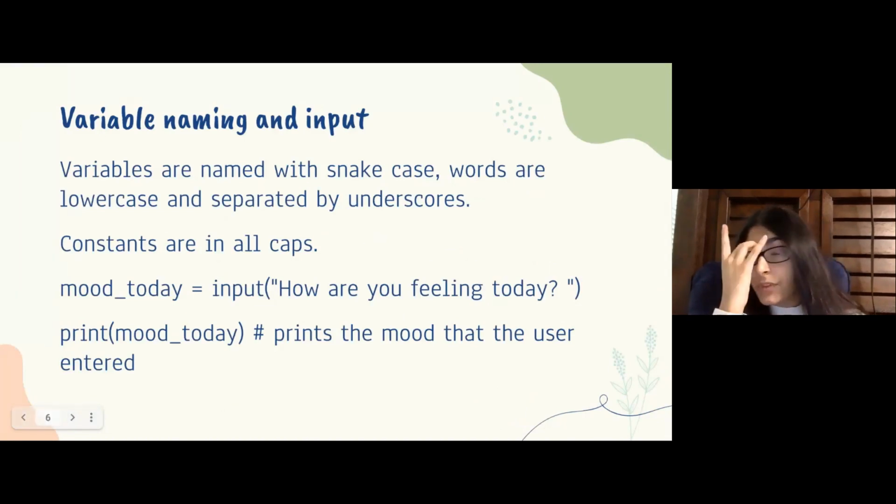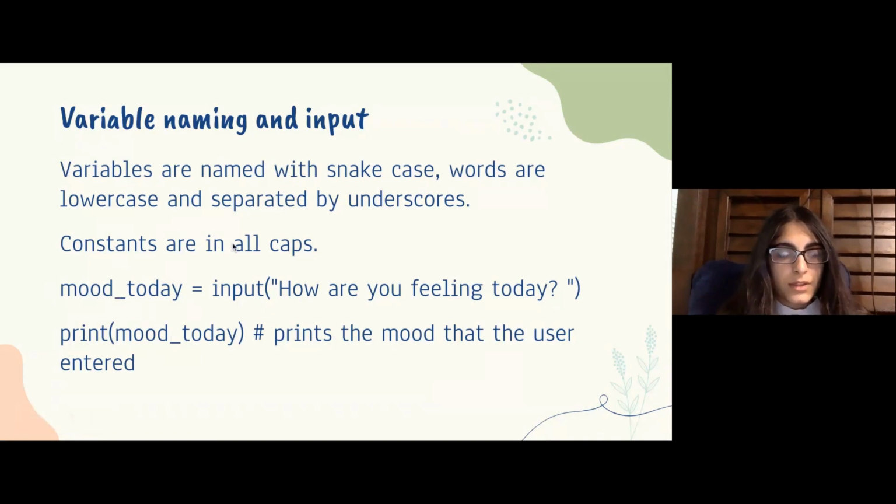Now for variable naming and input. So variables are named in Python with snake case. That means that they're all lowercase and the words are separated by underscores. For example, we have this word mood today. It's all lowercase. The 2 words are separated by underscore. Constants I didn't give an example of, but there are some values in Python that maybe you want to keep constant, you don't want to change them. And to signify that, we put the word in all caps. For example, if I want to make a variable for some amount of digits of pi, I would say PI in all caps equals whatever I want it to equal.